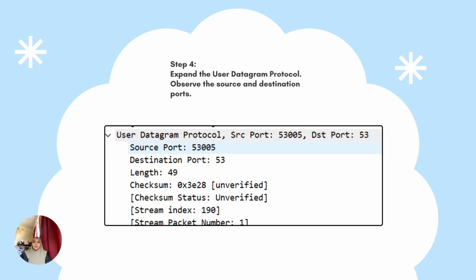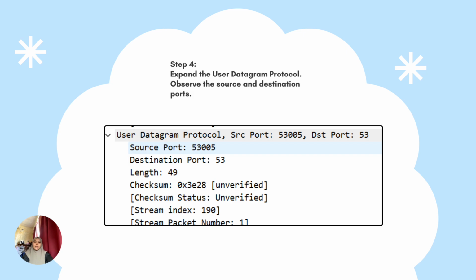Next, we expand the User Datagram Protocol section to view the source and destination ports. In this case, DNS typically uses port 53. By monitoring this port, we can understand how the DNS traffic is managed and ensure that it is being processed by the correct service.